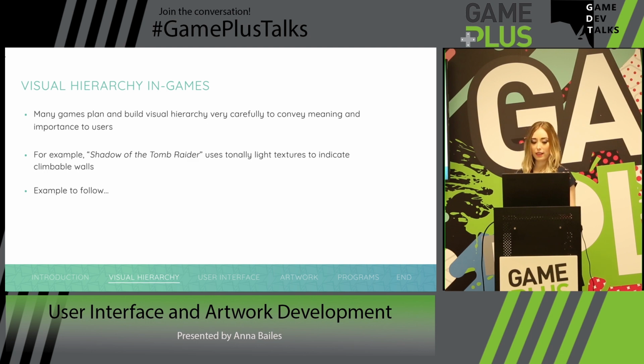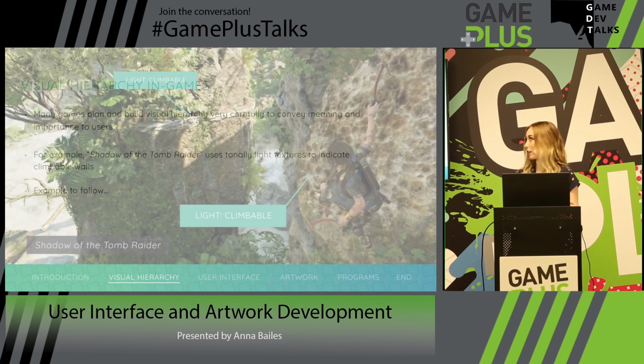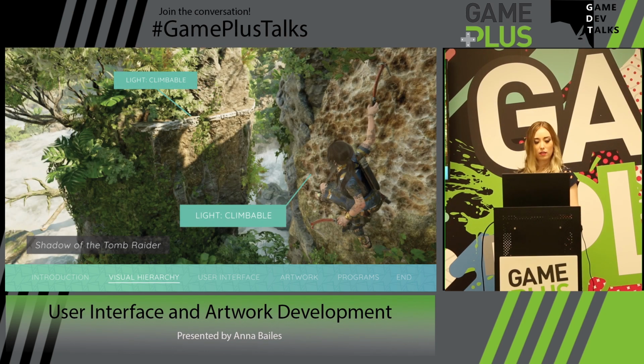With these visual techniques in mind, we can begin to understand how games use visual hierarchy to convey meaning and importance to a user. For example, in Shadow of the Tomb Raider, climbable walls are indicated with a tonally light texture, as seen in this screenshot. The developers could have used any kind of visual direction here, but they made a deliberate decision using tone and texture to visually guide the players to where they want to go.